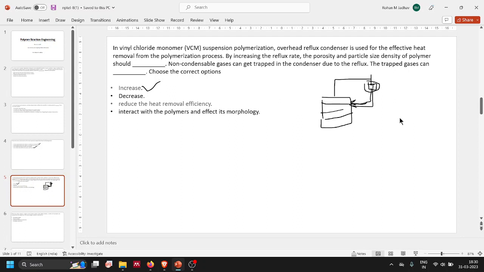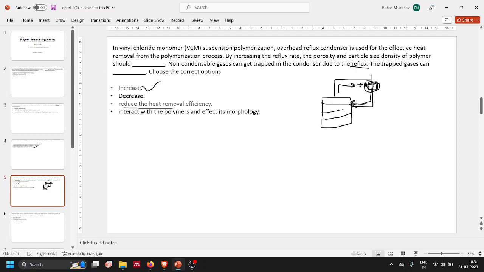And then next we have: non-condensable gases can get trapped in the condenser due to reflux. So during this reflux process, if there is any non-condensable gas forming due to the reaction, or if there are non-condensable gases present in the reaction, they can get trapped inside this condenser. Since they are non-condensable, they won't condense and they will retain their heat. Because of that, the trapped gases can reduce the heat removal efficiency, and the polymerization process's effective heat removal will be hindered.